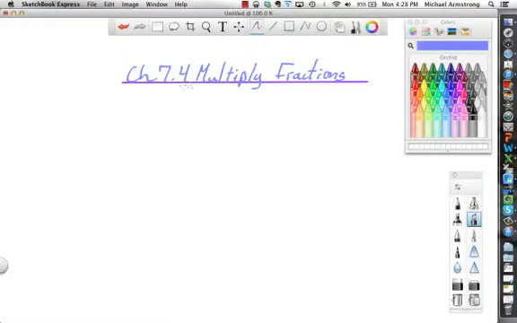Okay, this is chapter 7.4, multiplying fractions. And we're going to use the models again today, but you're going to like it. It's kind of cool. It's the models that we use from the website. I want to just remind you real quick what we've done so far.